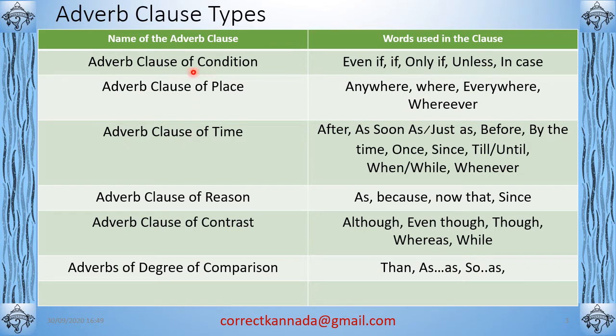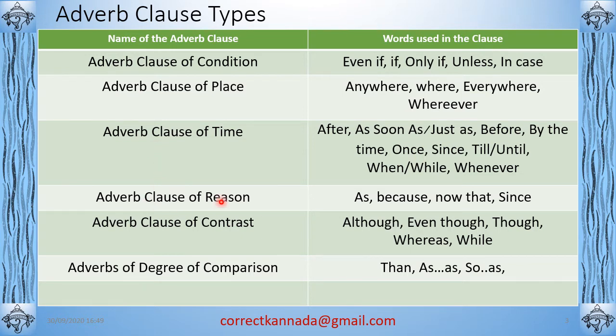Okay, so the first one is the adverb clause of condition: even if, only if, unless, in case. These are all the words used in an adverb clause of condition. Adverb clause of place: anywhere, where, everywhere, wherever. It gives information about the place. Adverb clause of time. It gives time information: after, as soon as, just as, before, by the time, once, since, till, until, when, while, whenever. So these are all words that will appear in the adverb clause of time.